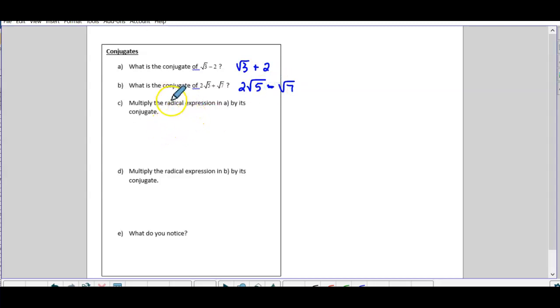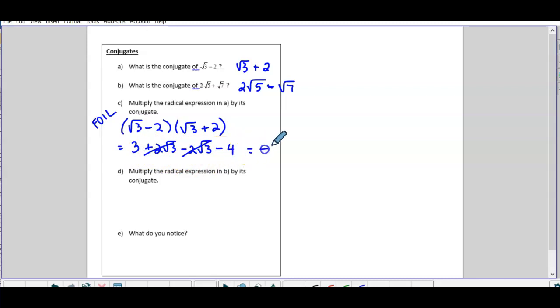Multiply the radical expression in A by its conjugate. So root 3 minus 2 times root 3 plus 2. If we use FOIL, then that's going to be root 9, which is just 3. Get in the practice of simplifying in your head. Plus 2 root 3, minus 2 root 3, minus 4. And these add to 0, they're opposite signs. So 3 minus 4 is negative 1. So we now went from an expression that had irrationals to the simplified, which is rational. Then do the same for B.